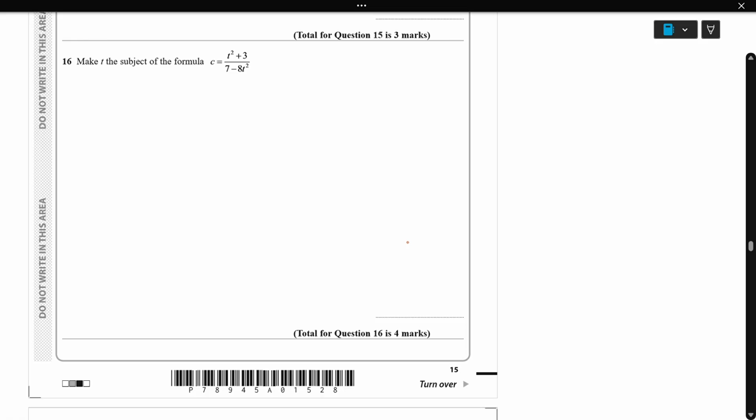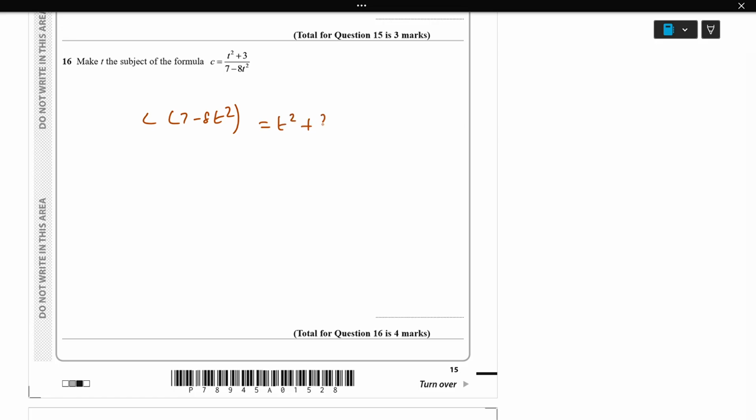Next, question 16. Make t the subject of the formula. So I'll bring c into 7 minus 8t squared, equal to t squared plus 3. Expand: 7c minus 8c t squared equal to t squared plus 3. Since t is the subject, we'll bring all the t terms to one side. I'll bring the 3 over: 7c minus 3 equal to t squared plus 8c t squared.